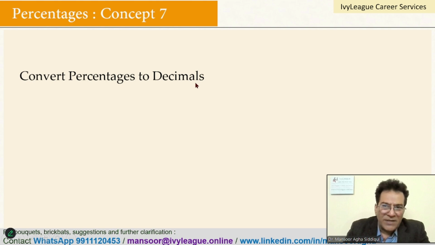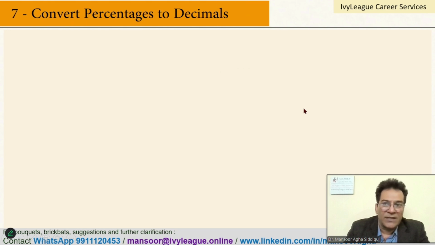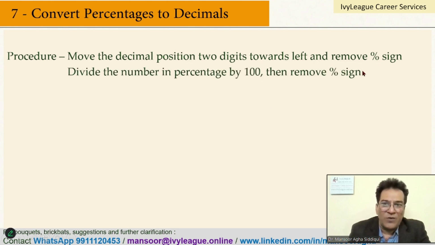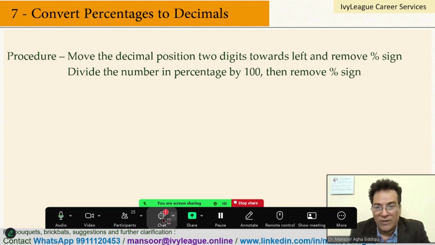How to convert percentages to decimals? For example, if I get 64% written somewhere, how do I convert it into a decimal value, which is 0.64 in this particular case? The method is you have to move the decimal position 2 digits towards the left and then remove the percentage sign. Or the second method is divide the number in percentage by 100 and then remove the percentage sign. Any one out of these two methods is okay.